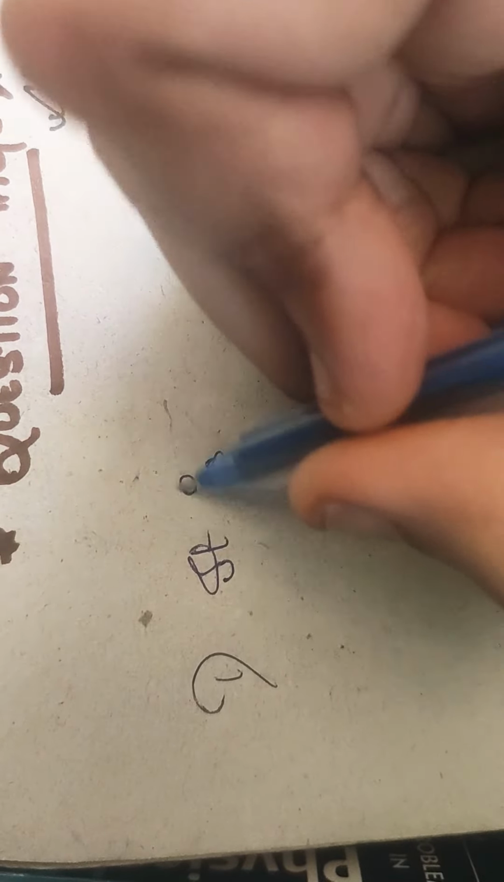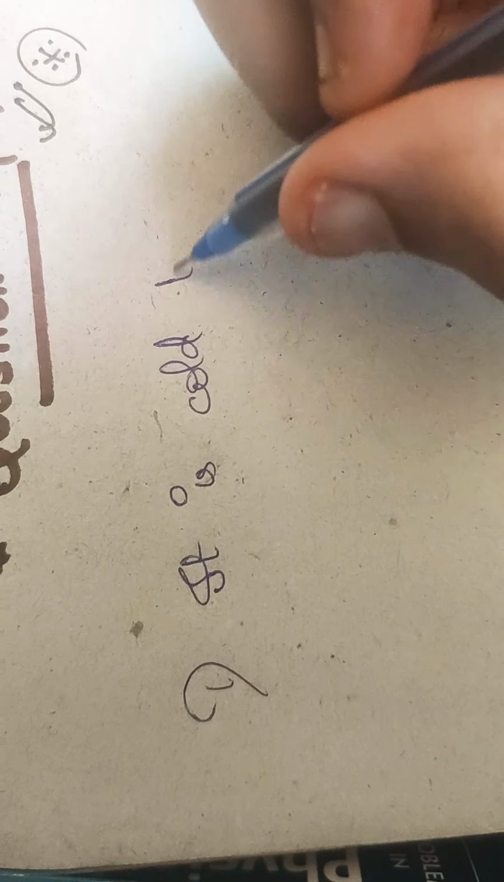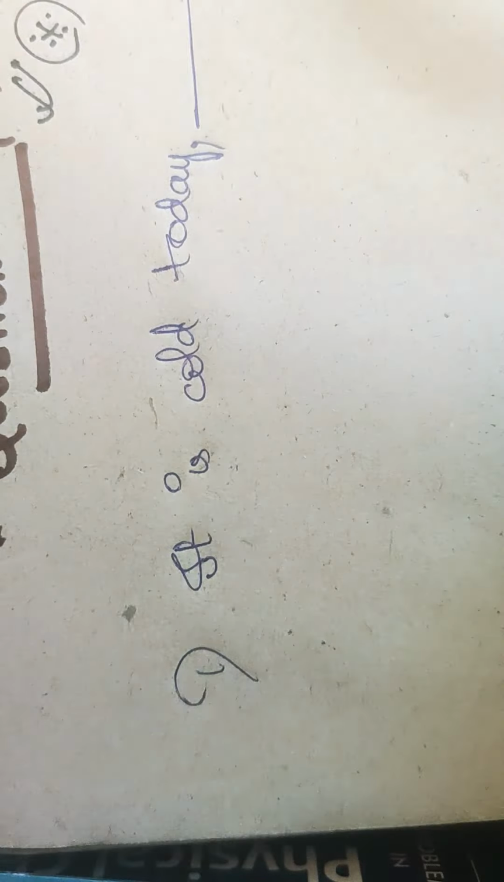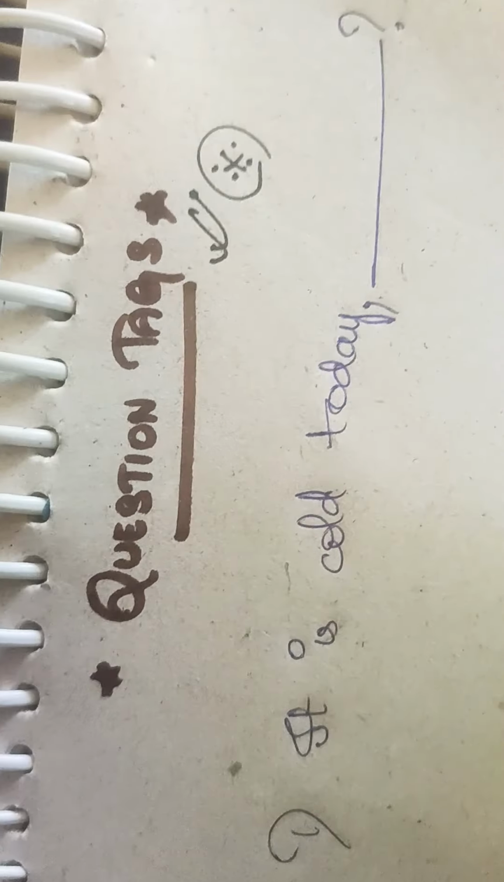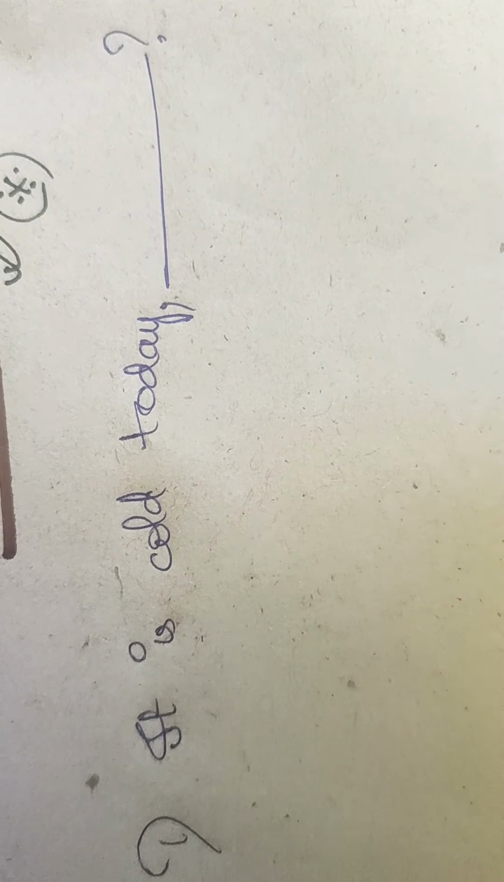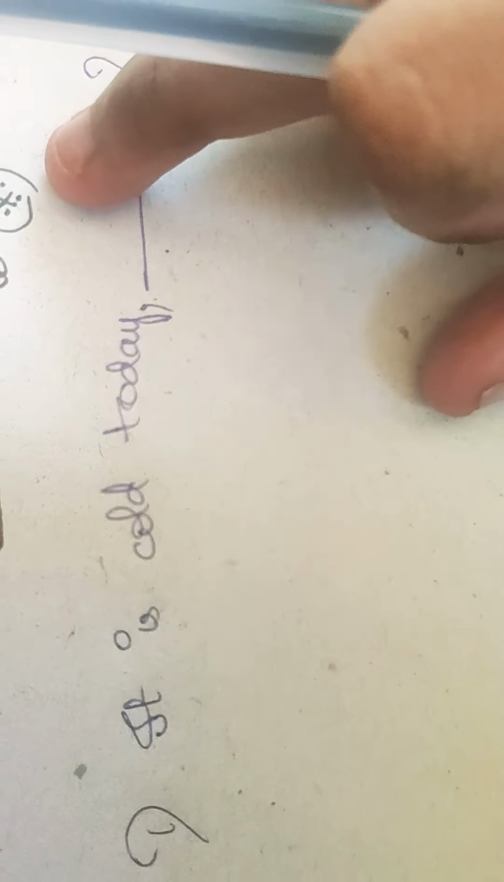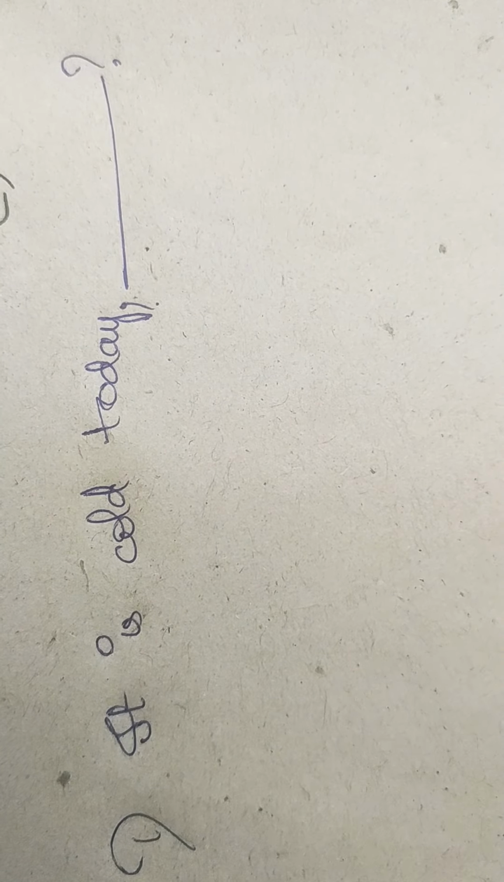For example, assume there is a sentence like this. This is a complete sentence. What I'm going to do here is ask you to fill in a question tag. We can see that "It is cold today" is a sentence, and it does make complete sense. But why are we using question tags?